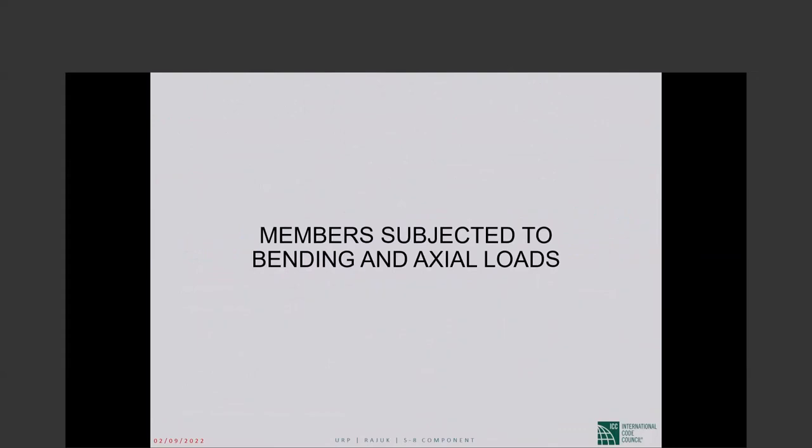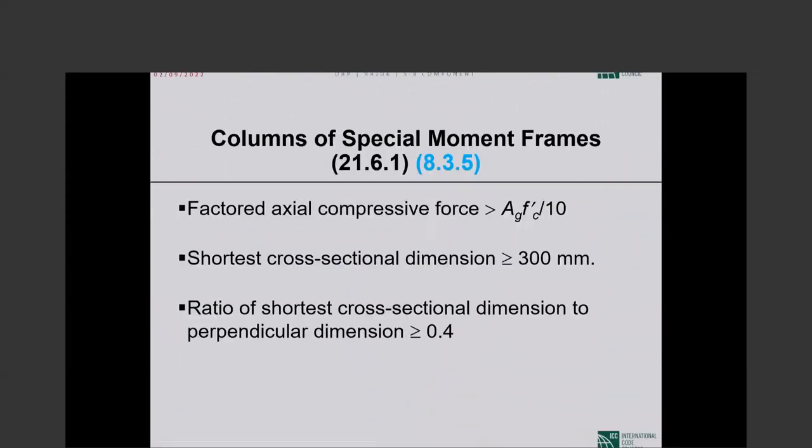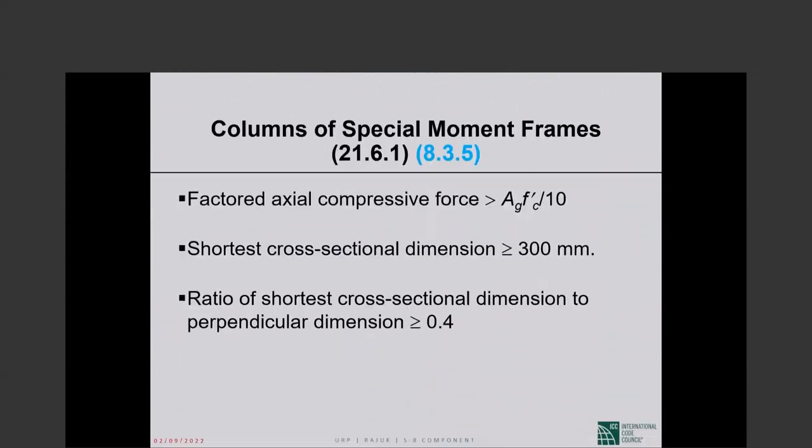Now columns. Members subject to bending and axial loads. Okay. So columns have axial load exceeding 1/10 A_g f_c'. Dimensional limitations are shortest cross-sectional dimension, 12 inches. So a column of a special moment frame cannot have a dimension smaller than 12 inches.